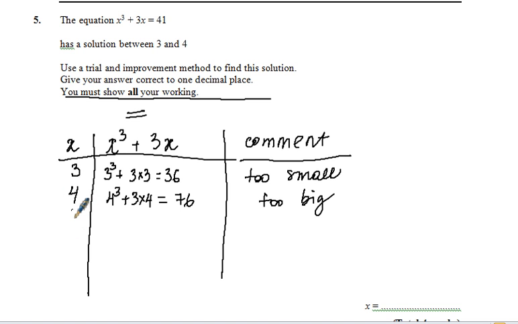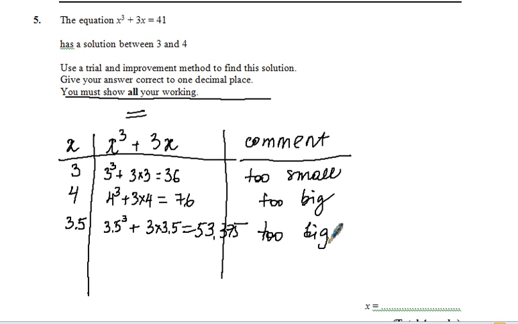Too big. And the procedure is the following. Now we'll divide this interval into half, and we pick the next number, 3.5. 3.5 cubed plus 3 times 3.5. In fact, you have to calculate this on your calculator using the correct button. 3.5 x cubed plus 3 times 3.5, and that's what I'm getting on my calculator. I'm getting 53.375, right? Comparing with 41, it is too big.